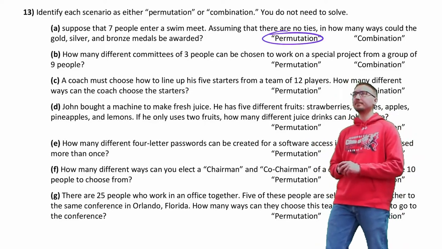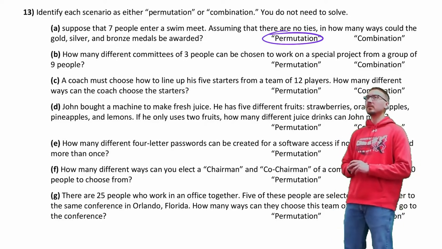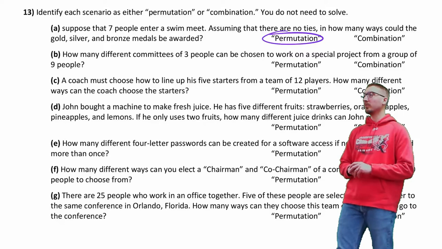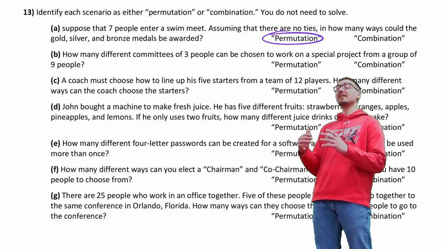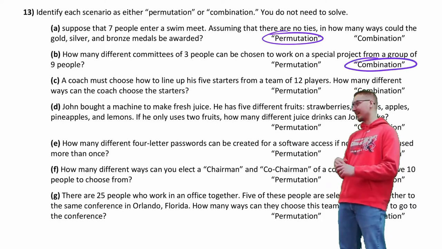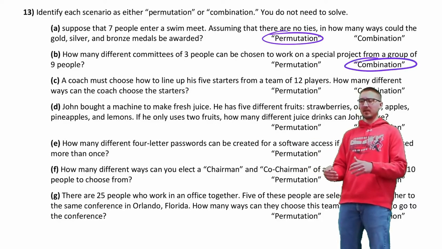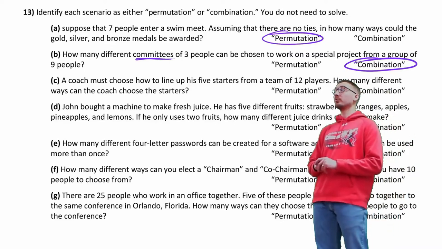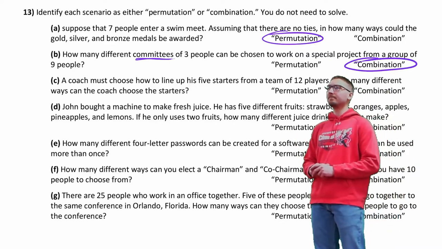So permutation. B, how many different committees of 3 people can be chosen to work on a special project from a group of 9 people? This is a combination. So it's the group of people as a committee. There is not a head of the committee or a secretary or a treasurer. There's not position or ranking. So this is just all about the group, which is a combination.